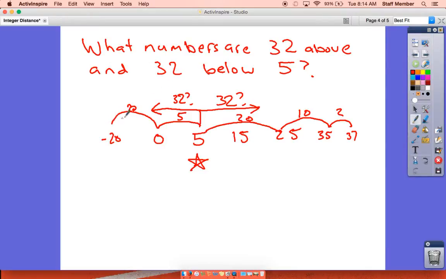So to go 32 total, I already have 25. That would be 7 more. So if I go 7 more, I'm at negative 27. And if you add these all up, it should add up to 32 because we're going 32 in this direction. 5 plus 20 plus 7 is 32. So my answer to this question, what numbers are 32 above and 32 below 5? 37 is, and negative 27 is.